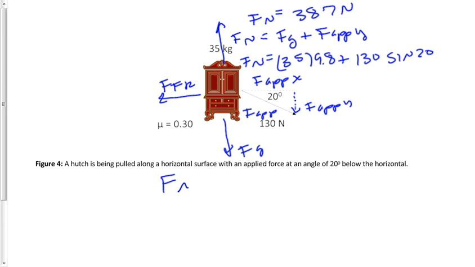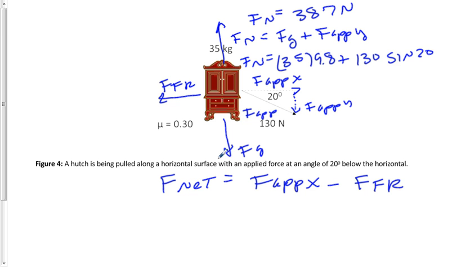Force net is going to equal force applied in the x direction minus force of friction. Notice it's this force applied in the x direction, which is really going in this direction here, and that one's being opposed by friction force. The sum of all forces in the y still equals 0: force normal, force gravity, force applied y. There's no motion up or down here, so that's why that still equals 0.